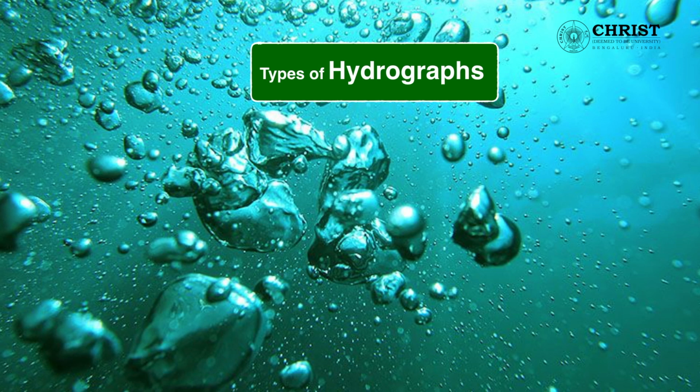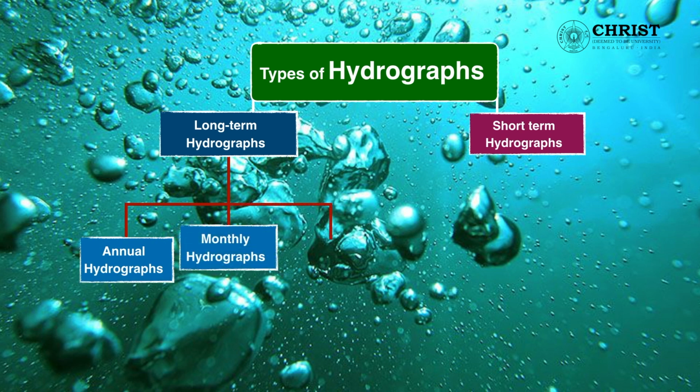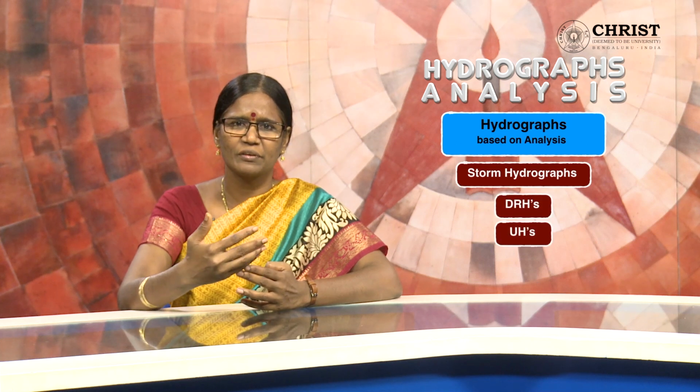Now, coming to the types of hydrographs, we have two types. Based on application and the unit of time involved, hydrographs are classified as long term hydrographs and short term hydrographs. Under long term hydrographs, again we have annual hydrographs, monthly hydrographs and seasonal hydrographs. We have flood hydrographs and short term hydrographs, and these are event based. We further classify the hydrographs based on analysis of hydrographs. We have storm hydrographs, direct runoff hydrographs and unit hydrographs.